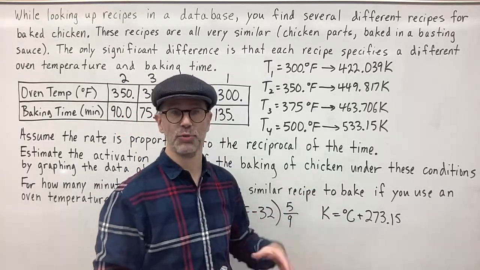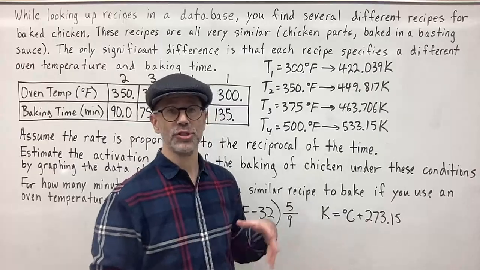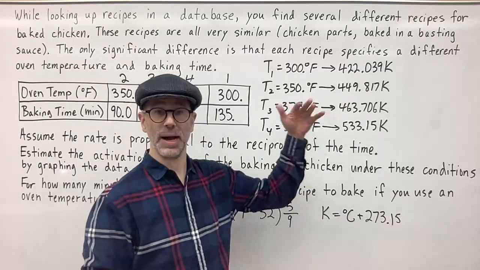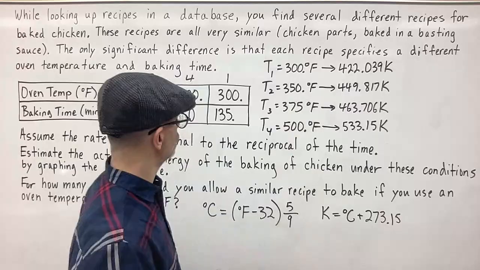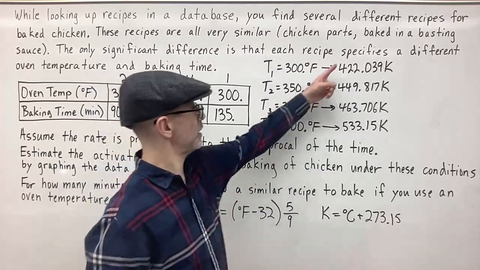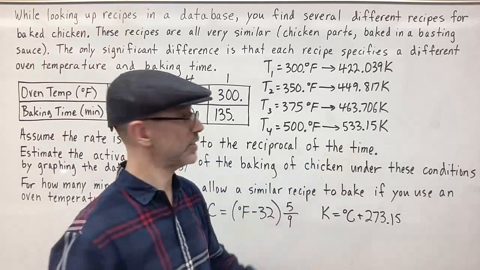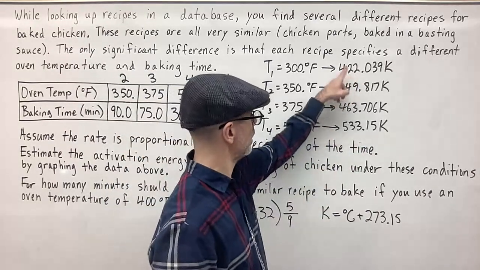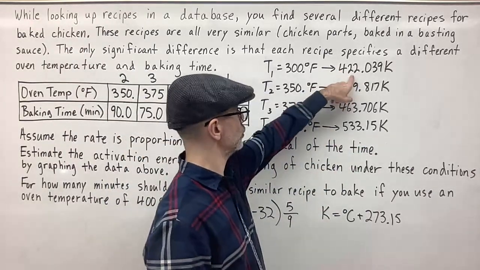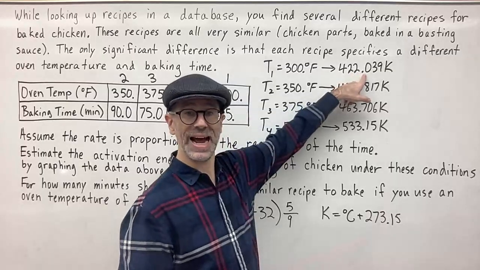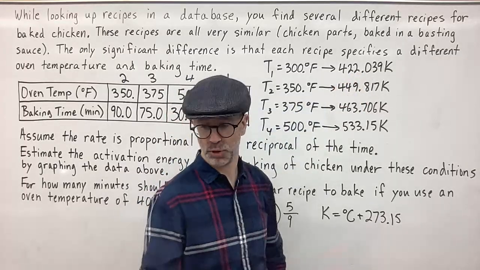Okay, now that I have the temperature in Kelvin, remember, I have to plot my data as 1 over the temperature, the reciprocal of the temperature. So I'm going to have to take the reciprocal of these, or take 1 divided by these, so 1 divided by 422.039 is going to give me the reciprocal temperature.